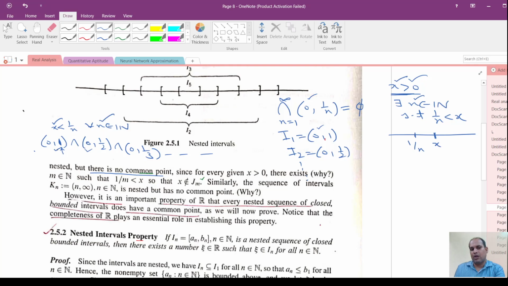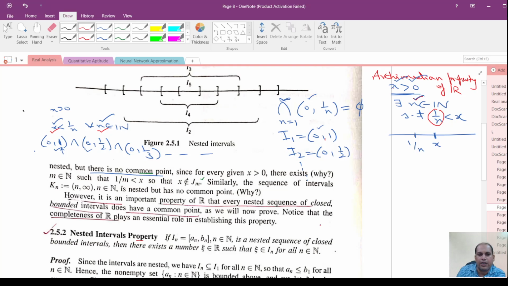This is because we have assumed that x is common to each of the intervals, and also x has to be greater than 0. But from the Archimedean property of real numbers, we have a contradiction. By the Archimedean property of R, there exists n such that 1 by n will be less than x, and here we are getting x less than 1 by n for every n. So this is the reason why such x greater than 0 is not possible.